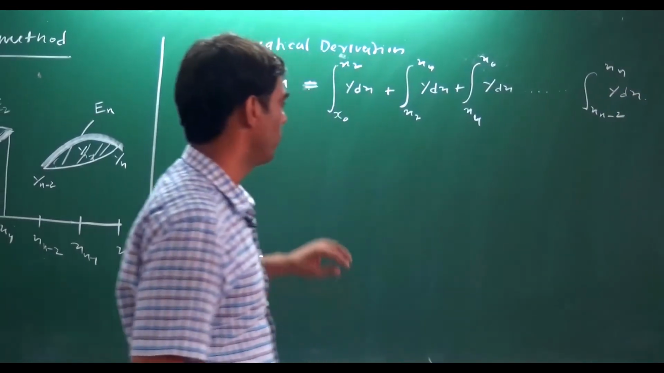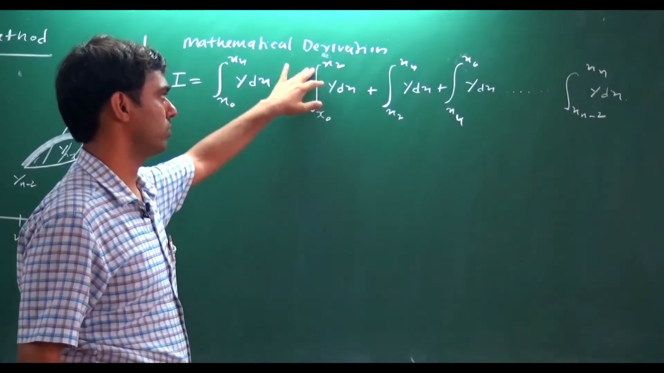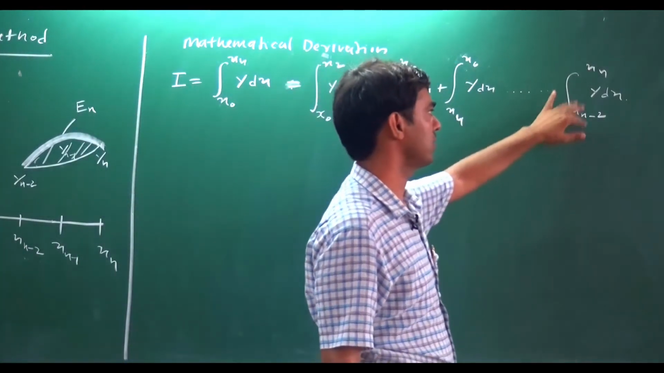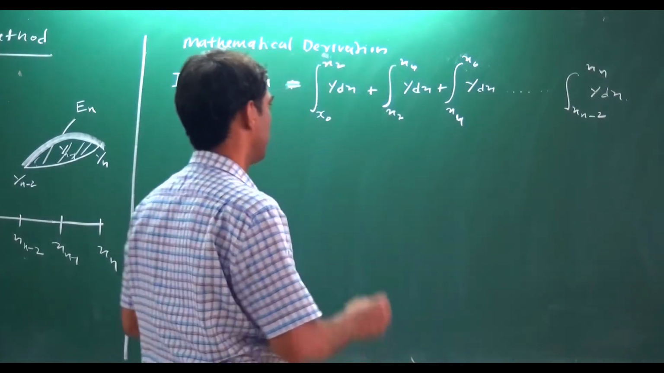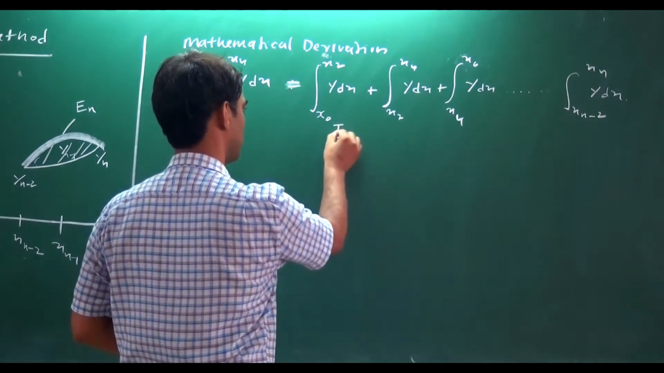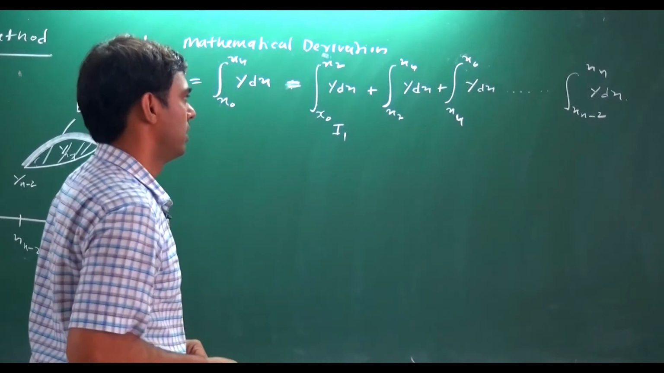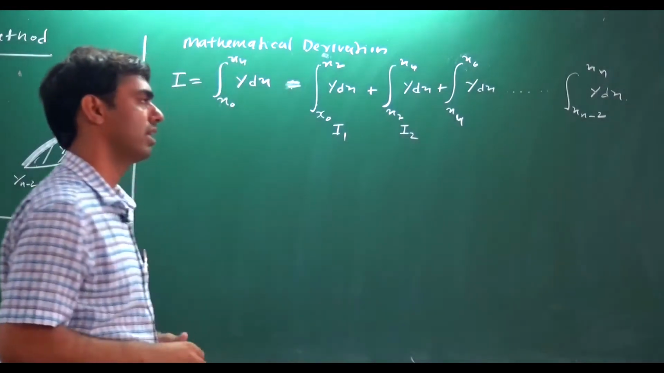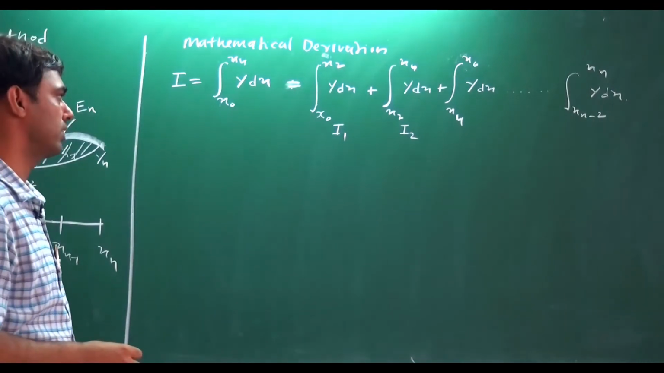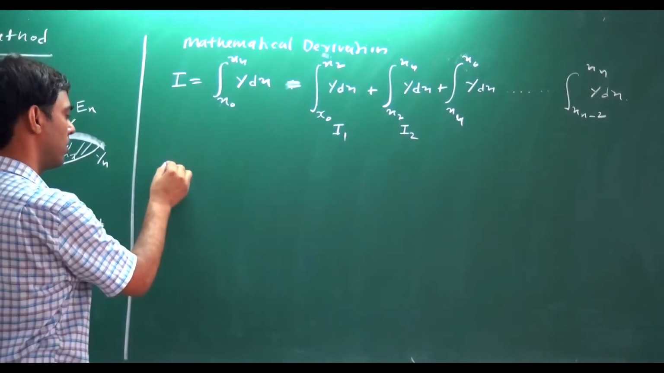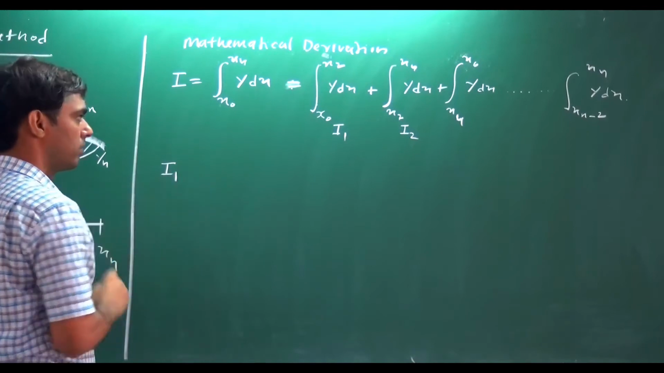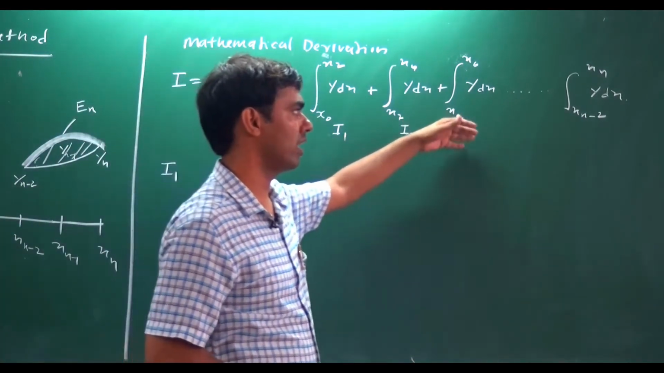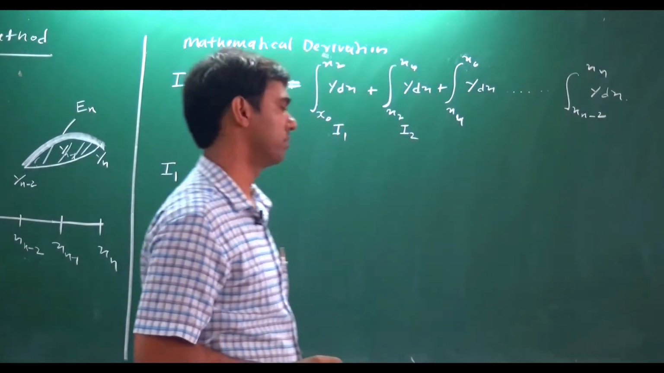Now one by one we find the value of x0 to x2, then x2 to x4, x4 to x6, then xn minus 2 to xn. Suppose this one is the first one, I1, and this one is I2, and in a similar manner In by 2, because there are n by 2 terms. So what is the value of I1? We find the value of I1, and in a similar manner we write the value of I2, I3 and the last term.